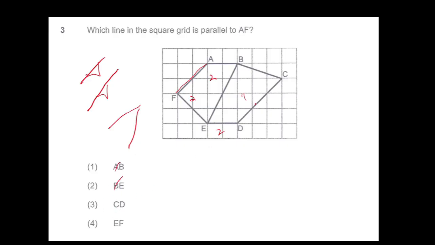Okay, let's look at CD. CD is 1, 2, 3, 1, 2, 3, 3, 3. So this is one of the answers that we are looking for. But just to confirm, we also look at EF. EF is definitely out because it's touching AF. So the answer is CD.